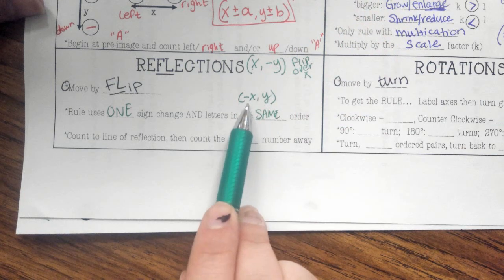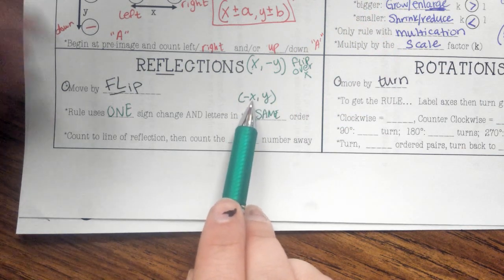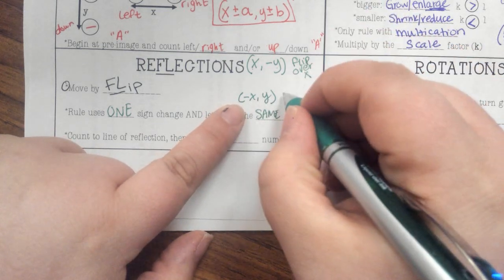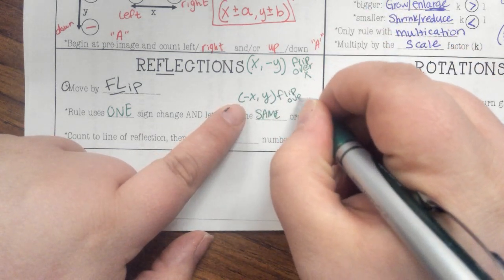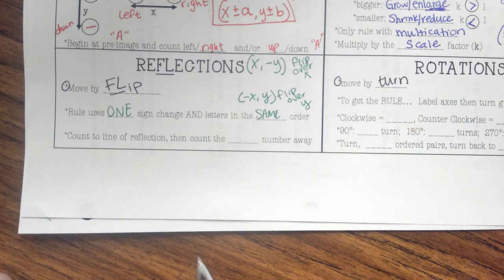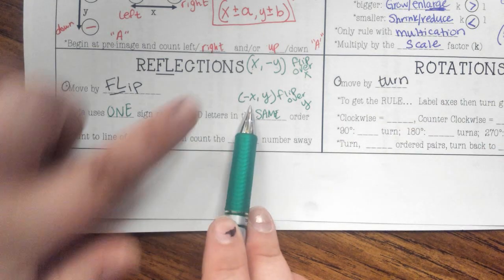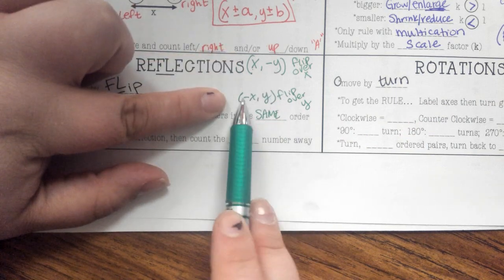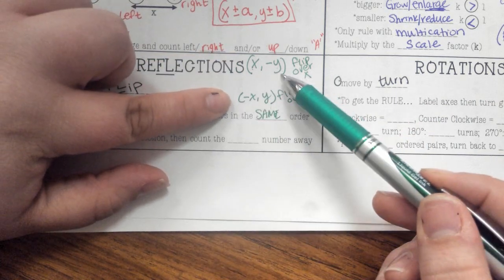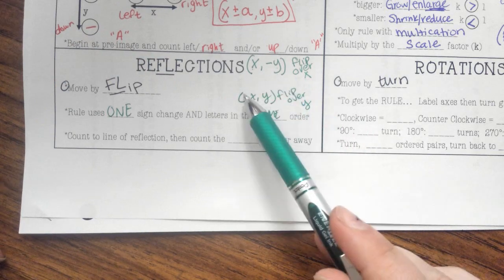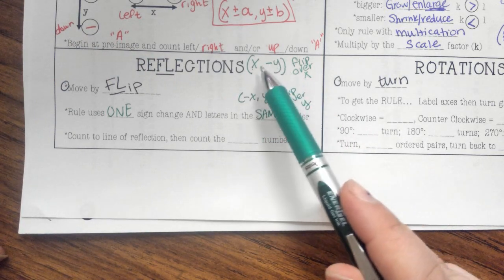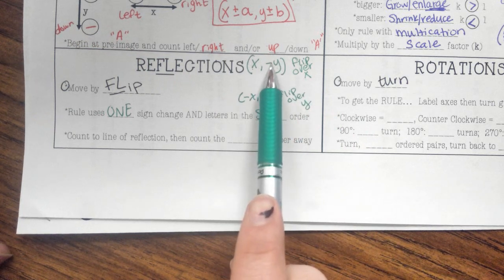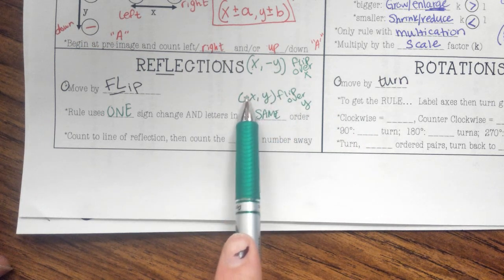Flip over 1, change the other sign. So we flipped over, x got changed, which meant we flipped over y. Flip over y. Okay? So that's the rule. You have either x and y, no matter what, are in the same order, x then y, but there's one sign change. The sign change tells you didn't flip over that axis, you flipped over the one that stayed the same. Flip over 1, change the other sign.